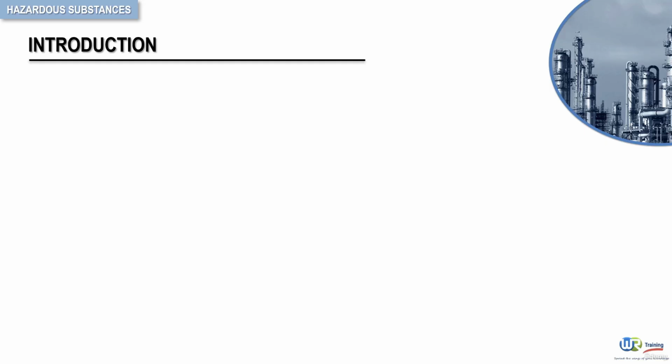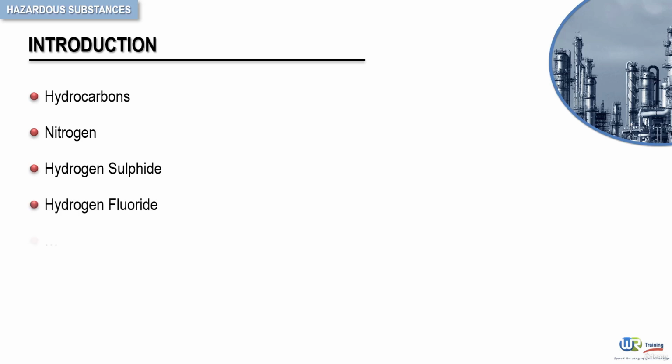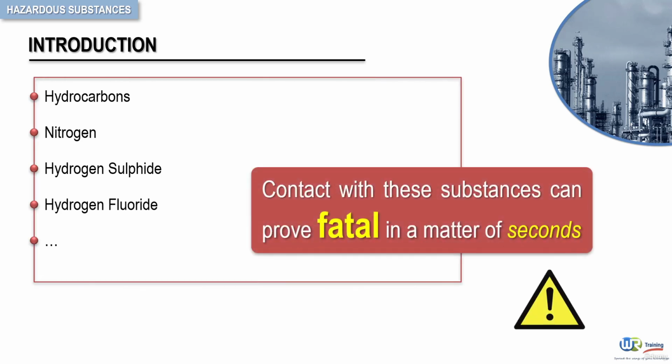This section focuses on hazardous substances in refineries and chemical plants. Now, as well as all hydrocarbons, nitrogen, hydrogen sulfide, hydrogen fluoride, and many other hazardous chemicals are handled routinely in refineries and chemical plants. Contact with these can prove fatal in a matter of seconds.